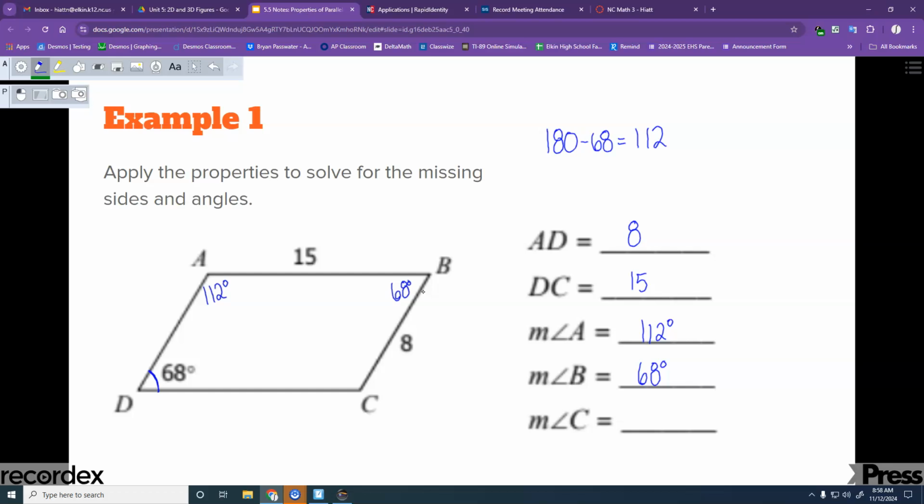And Jasper, what would we get for angle C? Nope. 15 is one of our sides. It's not one of our angles. So you got a couple options here. One of them's easier than the other. What do we know about opposite angles, Jasper?